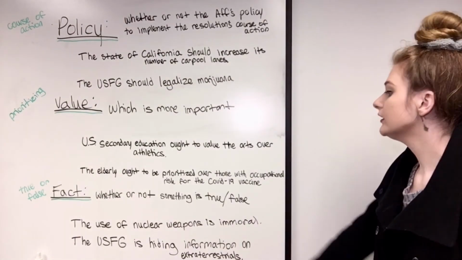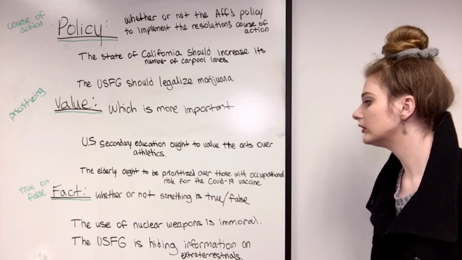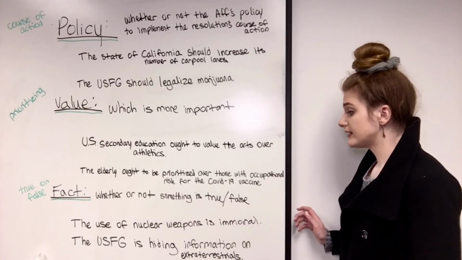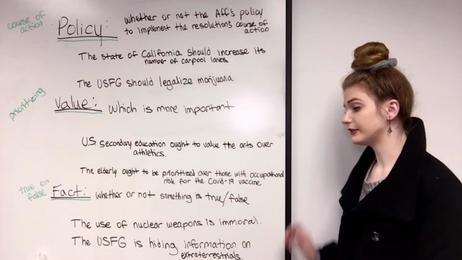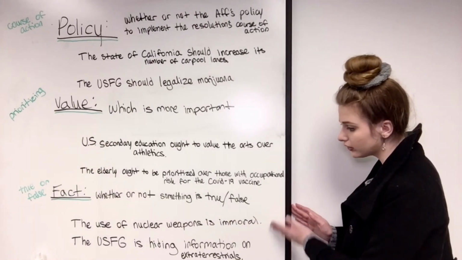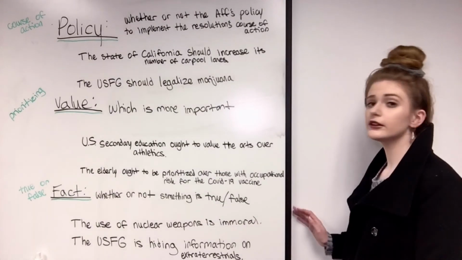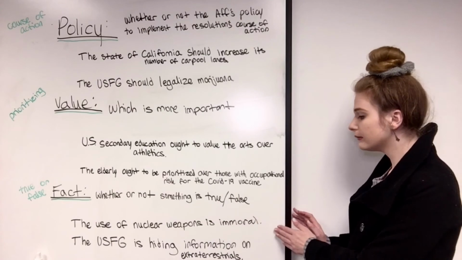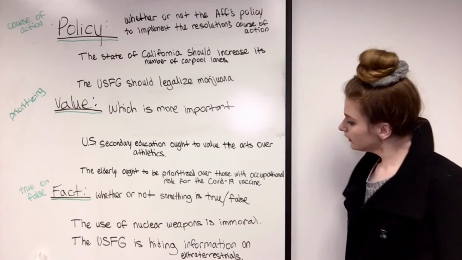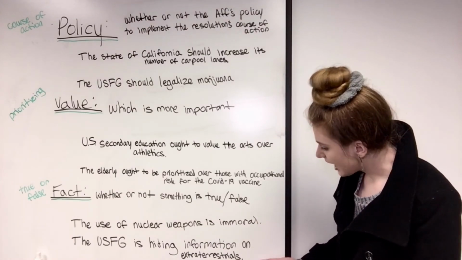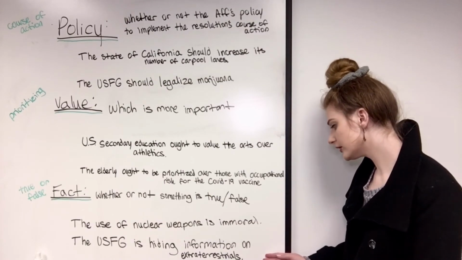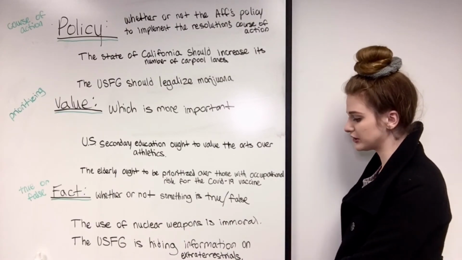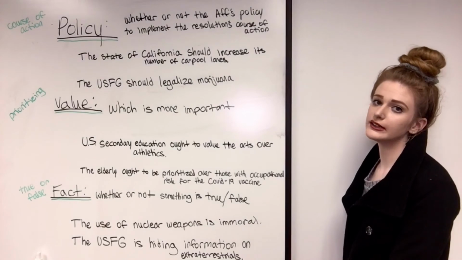For example, the use of nuclear weapons is immoral. Now, you could say that's either true or it's false. If you're affirmation, you're going to say it is immoral and it's true. Or if you're negation, you're going to say it's not immoral and that statement is false. Or this other example, the USFG is hiding information on extraterrestrials. You can either argue, if you're the affirmation, that it's true, or if you are the negation, you can argue that it's false.